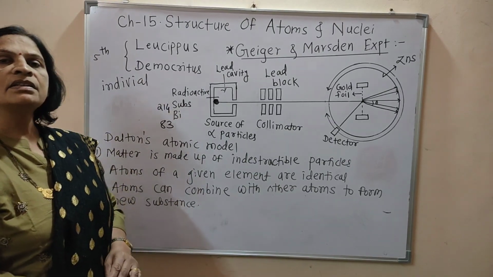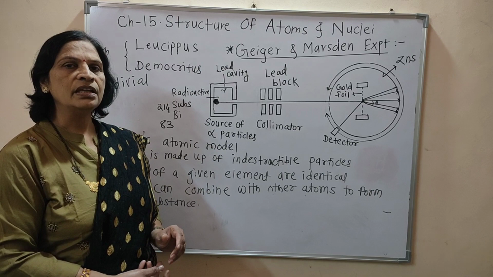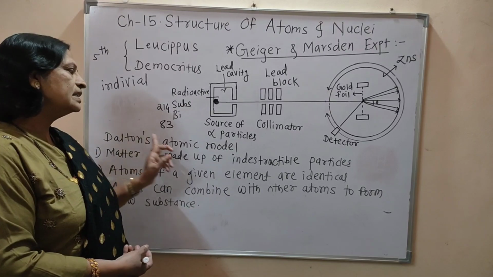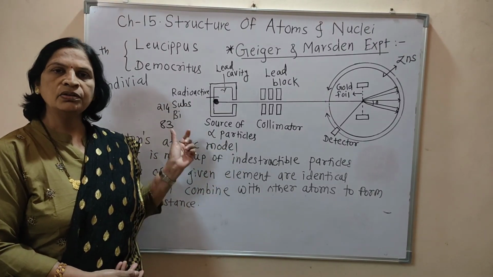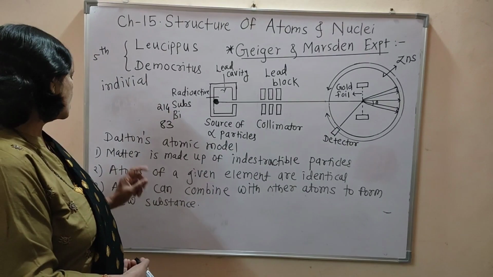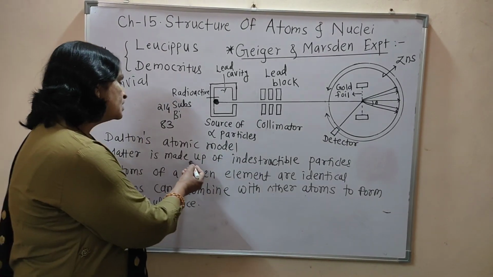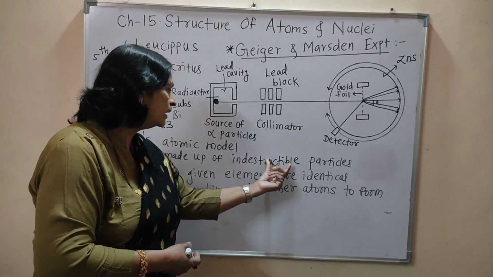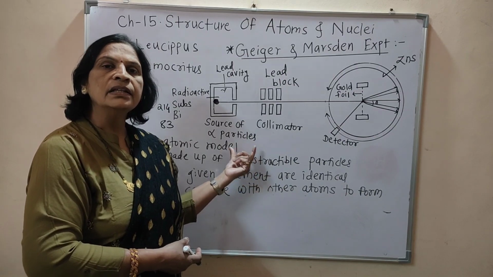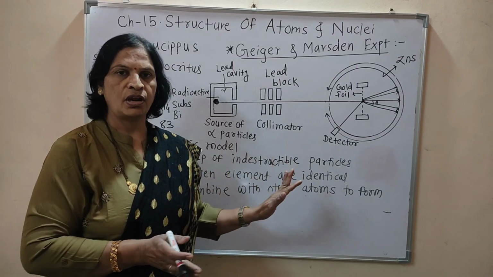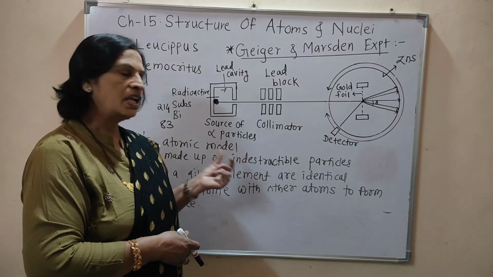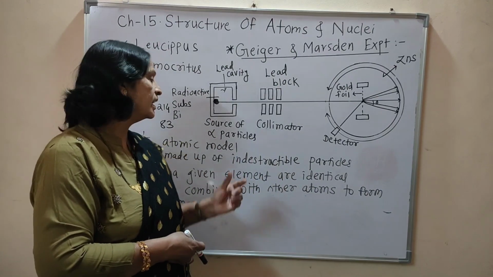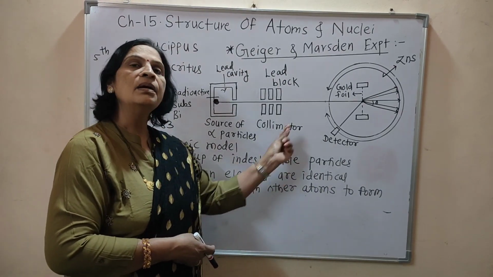Later on, at the starting of the 19th century, the second model of atom was proposed by Dalton, that is Dalton's atomic model. According to Dalton's theory, the first assumption is that matter is made up of indestructible particles. What is the meaning of indestructible? Indestructible are the particles that cannot be destroyed. म्हणजे हे विश्व अविनाशी कणांचं बनलेलं आहे, ज्या कणांचा आपल्याला नाश करता येत नाही, and that is called indestructible particle.